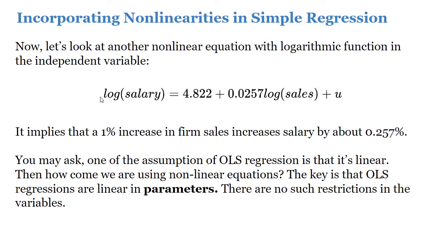Now, you may ask: one of the key assumptions of OLS regression is that it's linear, so how come we are including nonlinearity in our model? We have to note that OLS regression is linear in parameters. So it's linear in beta 1, beta 2, all these parameters. There is no such restriction for the variables. So we can incorporate nonlinearities in our variables.